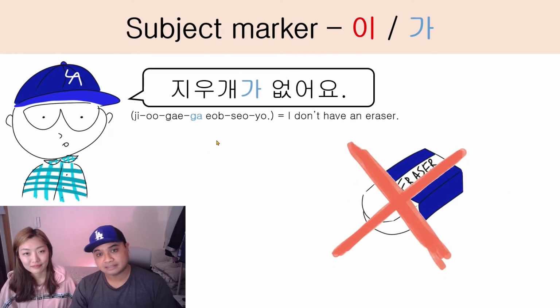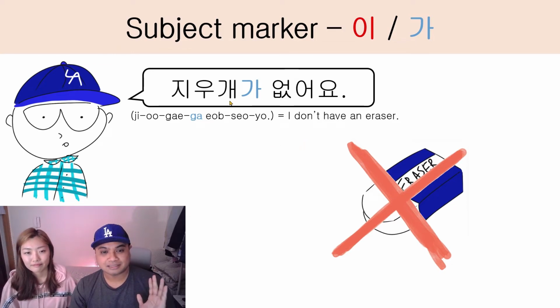I have another sentence. It says, I don't have an eraser. You can say it as 지우개가 없어요. 지우개가 없어요. Yes. Because this also ends with a vowel, you need to use ga.